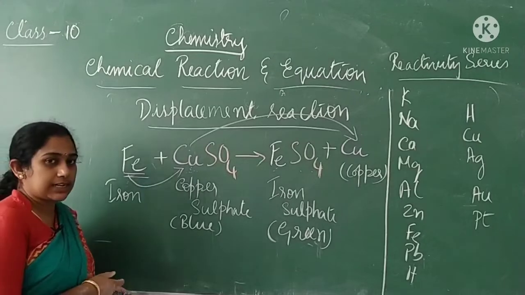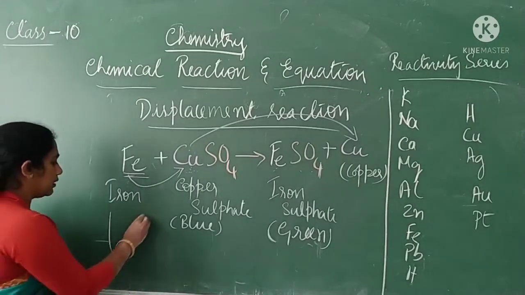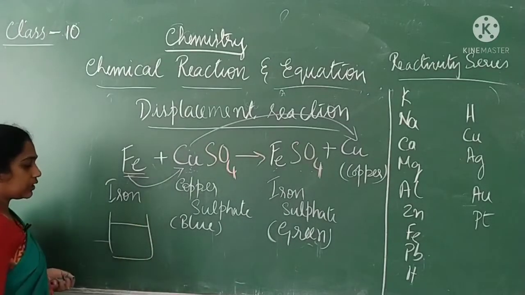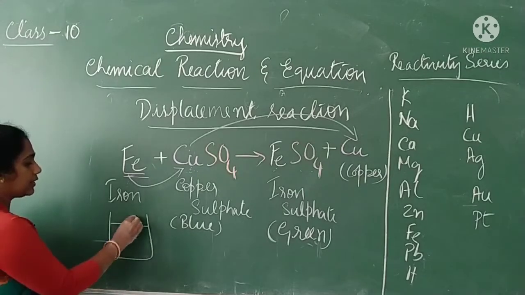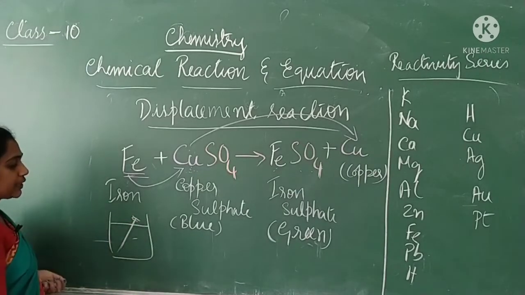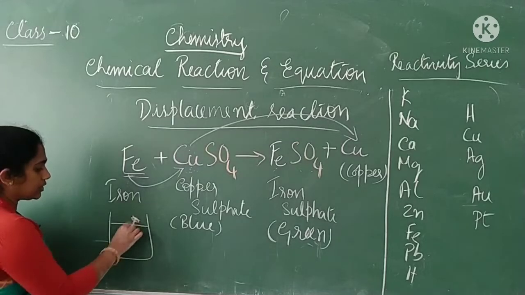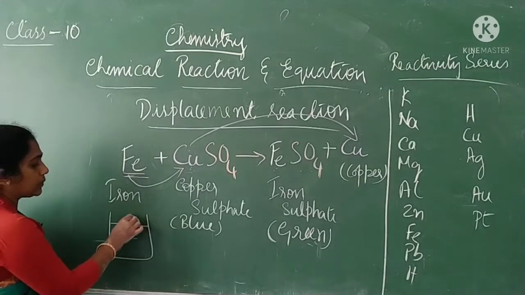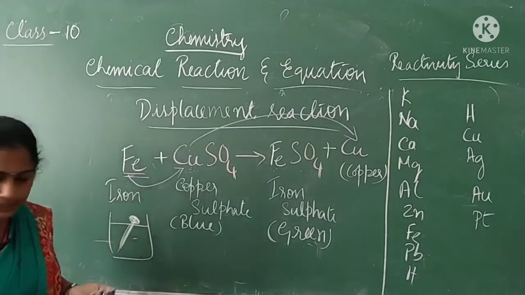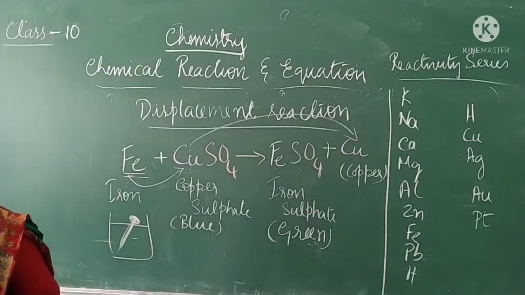So how we can see that is, when you take a beaker, into that you have taken the blue color copper sulfate solution, to that you are putting an iron nail. So after a few hours, what you can see is this iron nail will be deposited by this reddish brown color copper substance. So reddish brown color copper substance gets deposited on the surface of the nail.